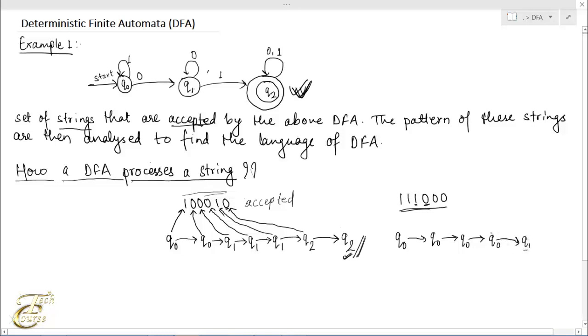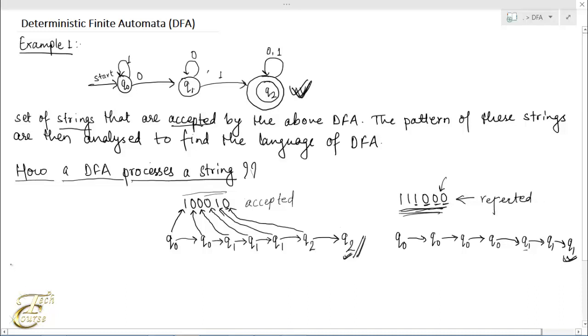Similarly, from this Q1 state it reads the symbol 0 and the state does not change, hence Q1. And from this Q1 it reads the last symbol, and the state does not change, so here we write Q1. So as we see, after reading the last symbol of the whole string, the final state of the DFA is Q1, which is not an accepting state. That's why this string is rejected by the above DFA.